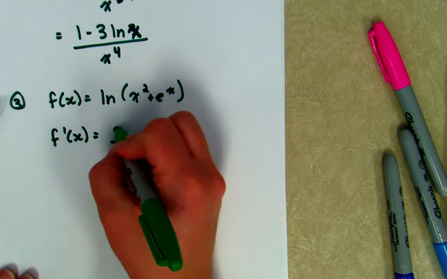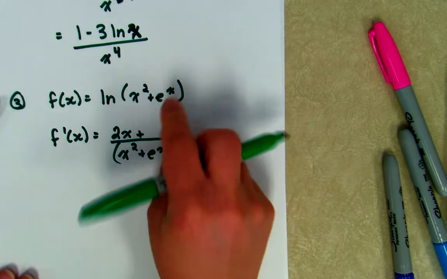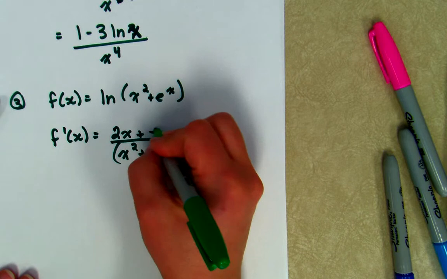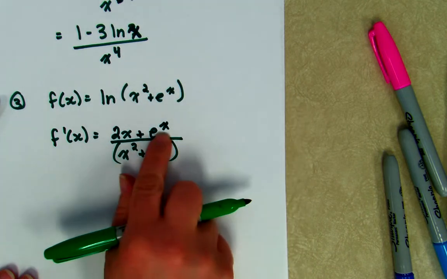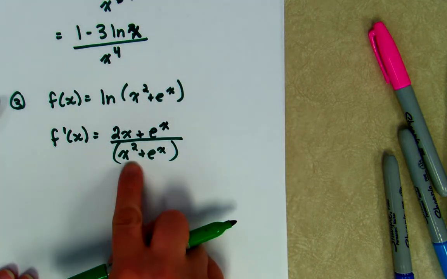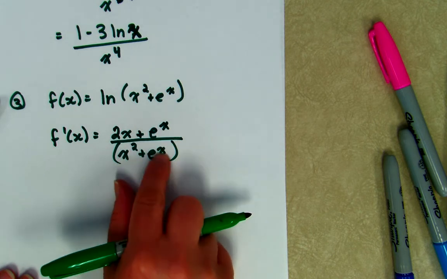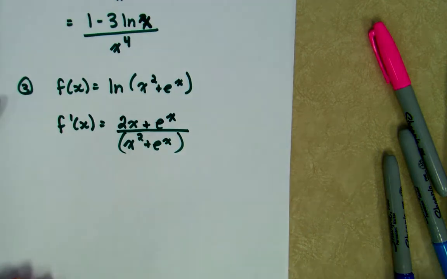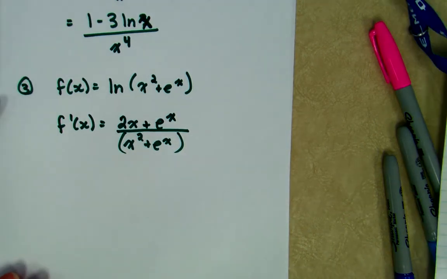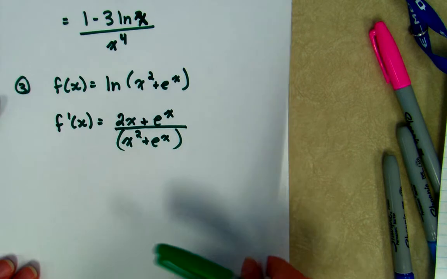So the derivative of x squared is 2x, plus the derivative of e to the x, which is e to the x. I can't common factor anything out of the top, nor can I common factor anything out of the bottom. I can't start canceling because these are pieces. I can only cancel after I've written it as a product or everything is separated.